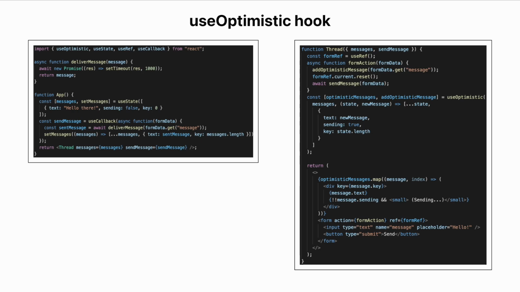In the App component, we have the messages state and the sendMessage handler. We pass the sendMessage handler to the Thread component. The Thread component has the new message form. When the user types a new message and submits the form, immediately we pass the new message to the addOptimisticMessage function, which will show the new message with a sending status. And then we call the sendMessage handler, which is received from the parent App component. The sendMessage calls the deliverMessage async operation. Once this async operation is completed, it updates the messages state, re-rendering the App component and the Thread component.